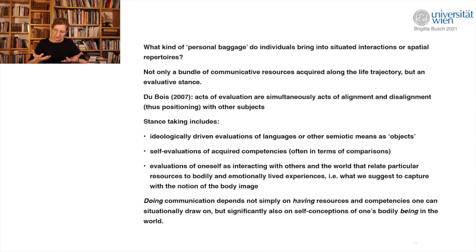To put it in a nutshell, doing communication depends not only on having resources and competences one can situationally draw on, but significantly also depends on self-conceptions of one being in the world.